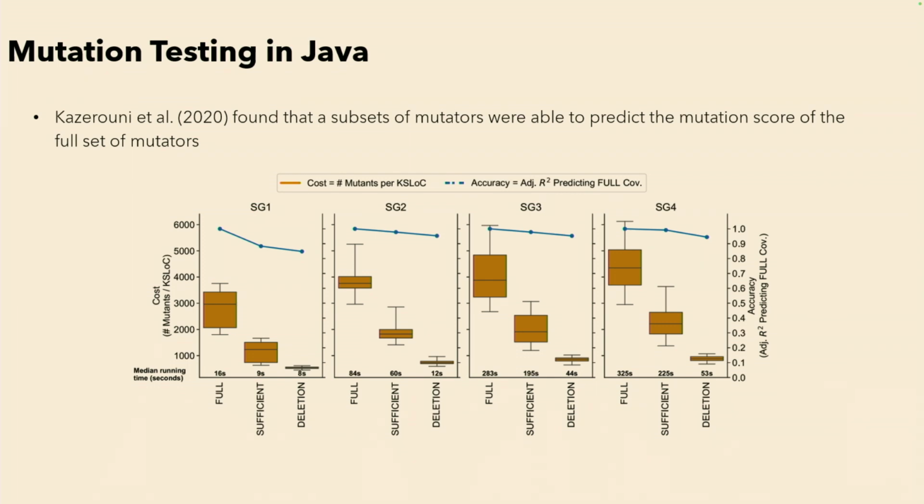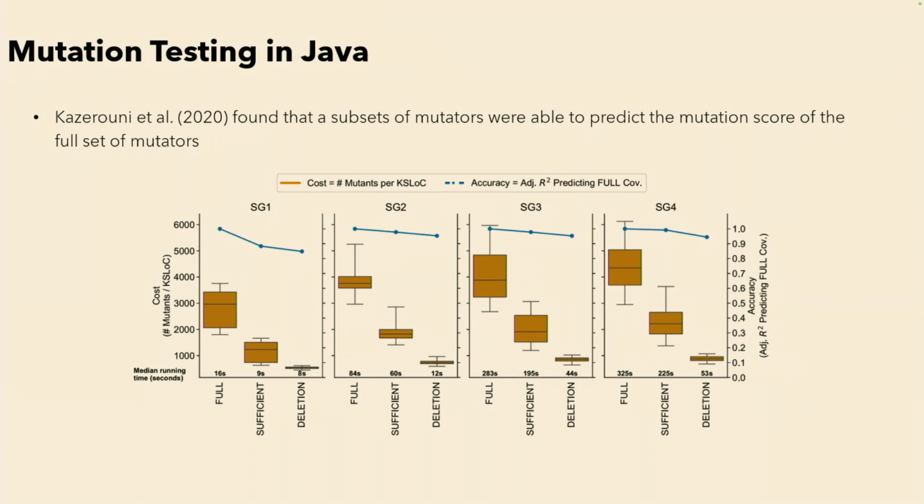So this plot, I should explain why there are 4 subplots. They ran mutation analysis on a bunch of student submissions for a Java course, and then grouped them by submission size. So as you move farther to the right, the projects tend to get bigger and more complex. And the brown boxes are the number of mutants generated. You can see that drops off quite significantly as we reduce the number of mutators that we use.